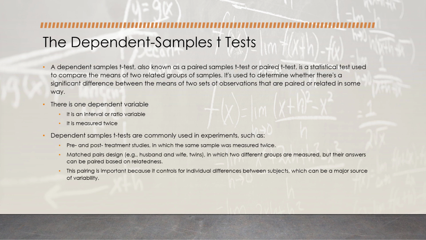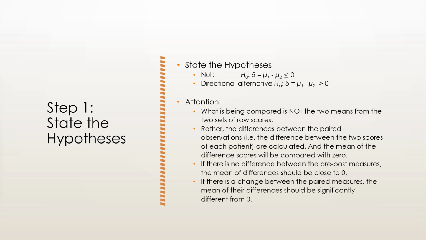An example of two measures from the same sample would be a pre- and post-treatment study, in which the same sample is measured twice. An example of measures from two groups that consist of matched pairs could be one group of husbands matched with their wives in a second group, or pairs of twins split to form two groups. The two groups are measured separately, but their answers can be paired based on the relatedness.